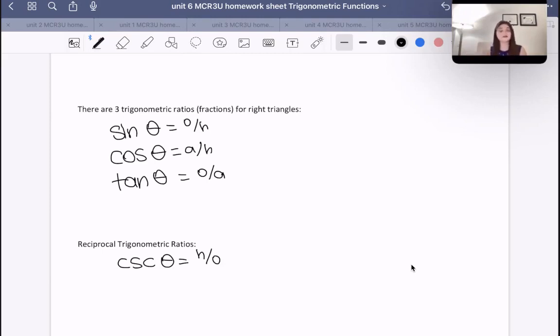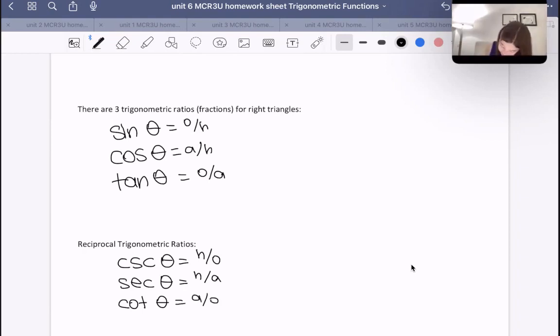The reciprocal trigonometric ratio for cosine is the secant, and that's going to be the hypotenuse over the adjacent, right? So I switch them. And then for tangent, it's going to be cotangent. And that's going to be adjacent over opposite. So I switch them again.